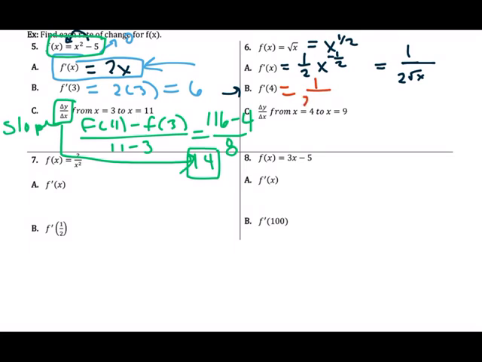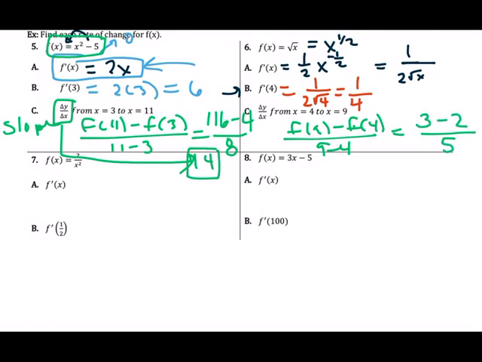So 1 over 2 times the square root of 4, which is going to be 1 over 2 times 2, which is 1 over 4. Part C is asking us, again, just to find the slope between 4 and 9. So f of 9 minus f of 4 over 9 minus 4. The denominator is going to be 5. The square root of 9 is 3. The square root of 4 is 2. This is going to be 1/5. The average rate of change between 4 and 9 is 1 over 5.